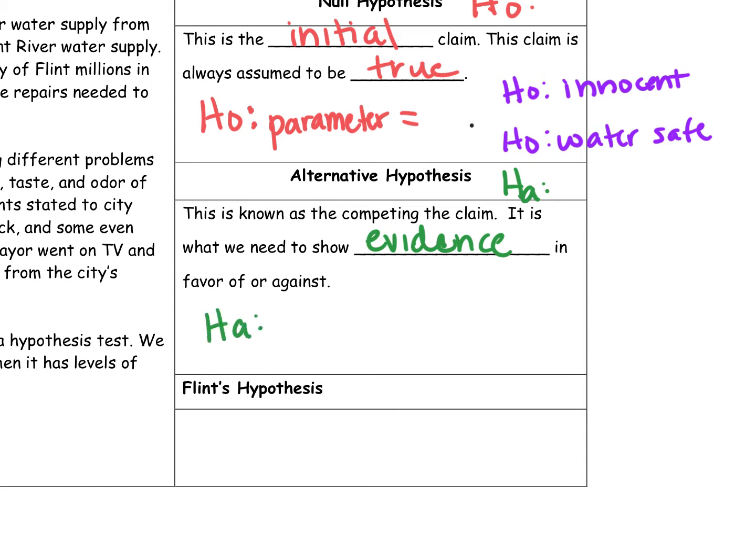The alternative itself, HA, will always be written as a parameter, and it can be one of three things. Come back up here to H0. H0 has to be a parameter that's always written as equal. HA, the alternative, will always be written as the parameter being either less than, greater than, or not equal to. It depends on what the alternative is that you're checking.